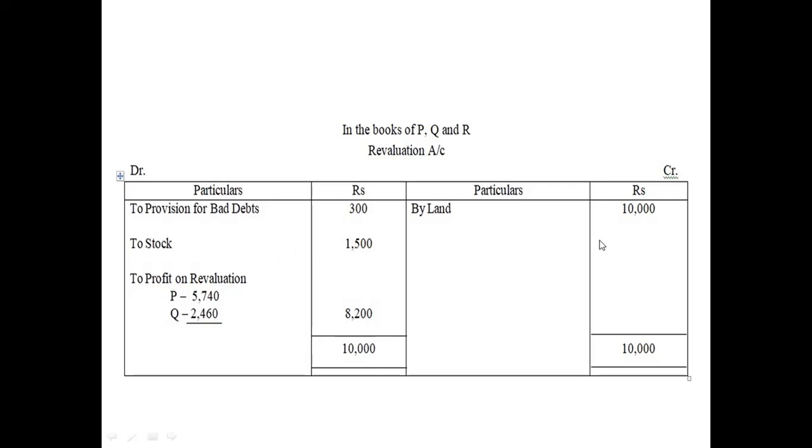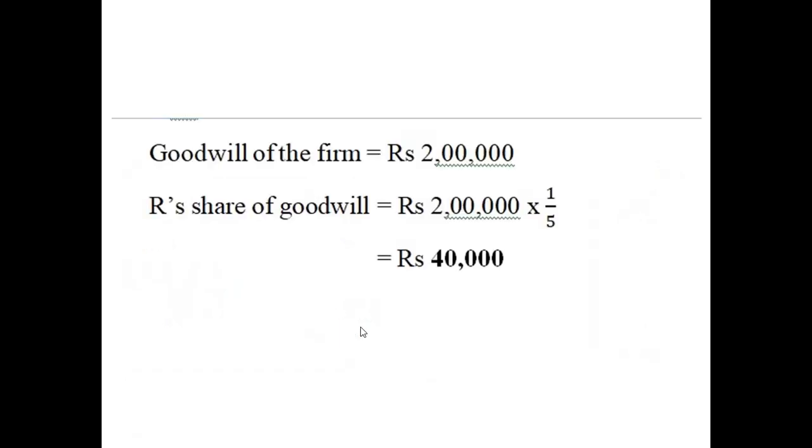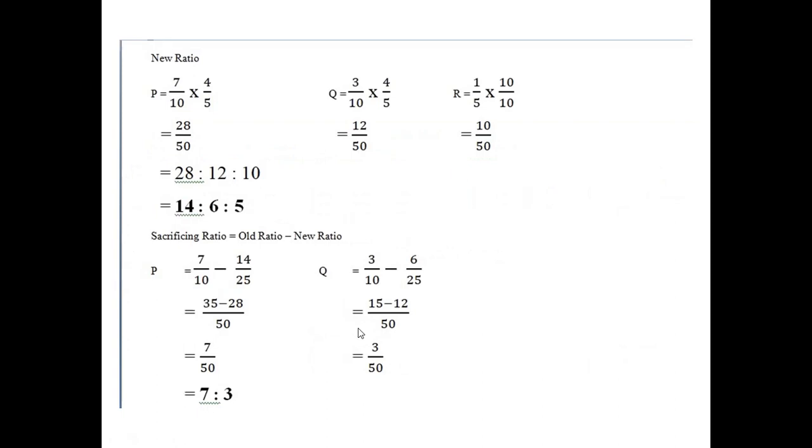find the profit or loss on revaluation. The credit side is bigger here because it is 10,000 and the total of the debit column is only 1,800 rupees. So the balance of 8,200 will appear in the debit column. Okay, this 8,200 is the profit on revaluation. This profit on revaluation should be shared between P and Q as per the old ratio, which is 7 by 10 and 3 by 10.